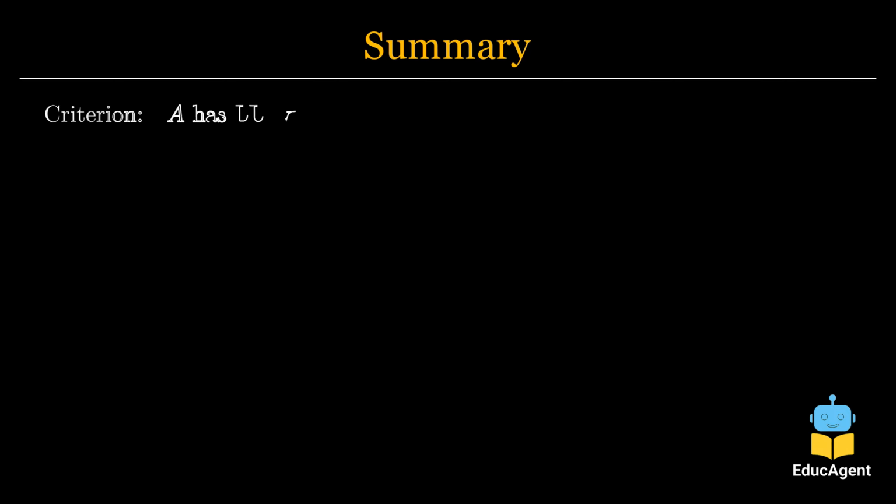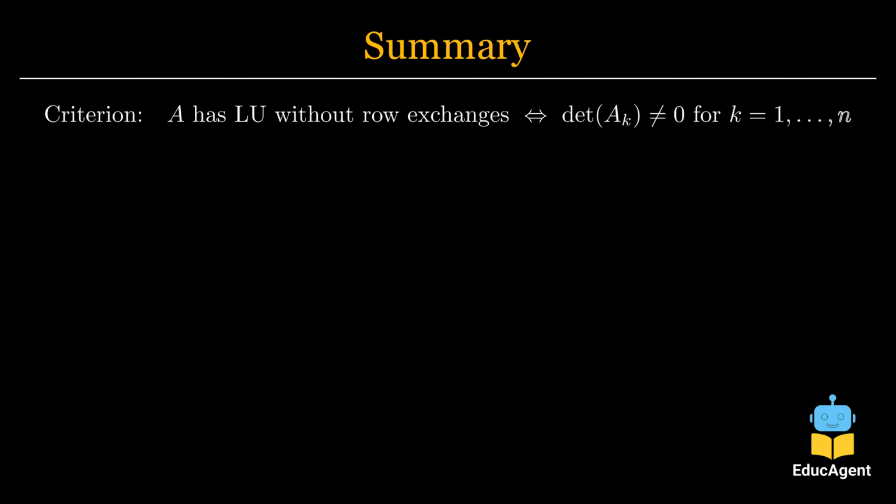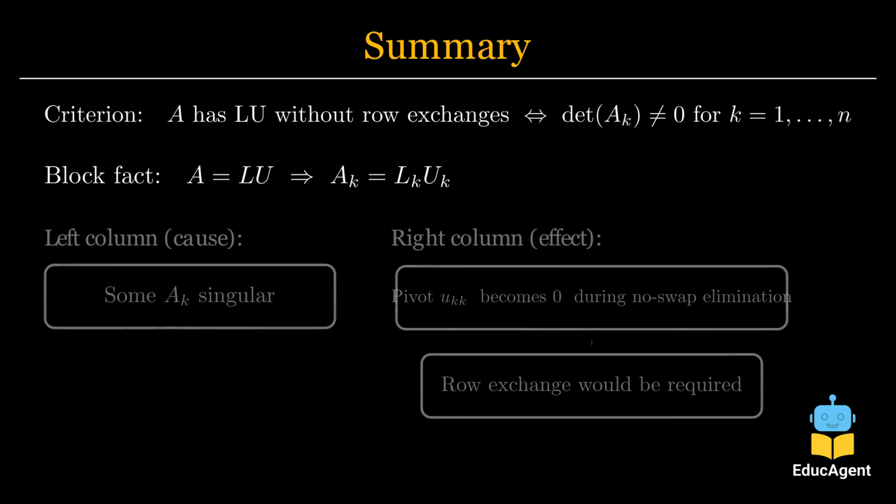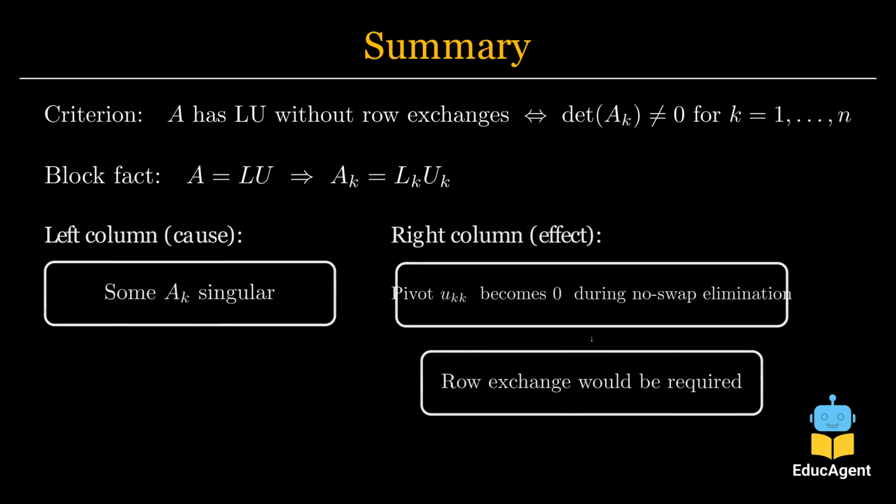The complete test is every leading principal submatrix must be invertible. The block multiplication explains why those leading blocks show up. The upper left block of A is the product of the upper left blocks of L and U. Visually, singularity of a leading block is the warning sign that a zero pivot will appear if you insist on not swapping rows.